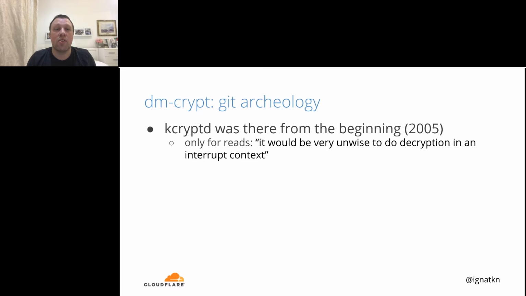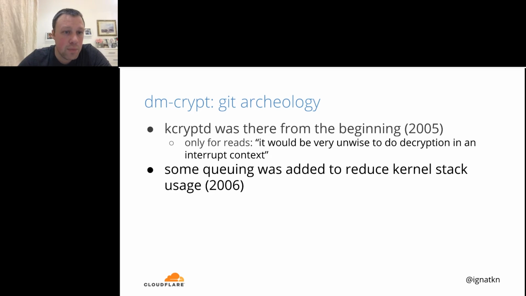However, it was really necessary in 2005 because the Linux Crypto API in 2005 was not asynchronous as it is now. So that's why dm-crypt had this workaround to perform decryption outside of interrupt context. These days, because the Linux Crypto API is asynchronous itself, you probably don't need kcryptd anymore, because the Linux Crypto API should be smart enough to offload your encryption request to an asynchronous thread and not do it in interrupt context in the first place. Later, some queuing was added to reduce kernel stack usage in 2006.